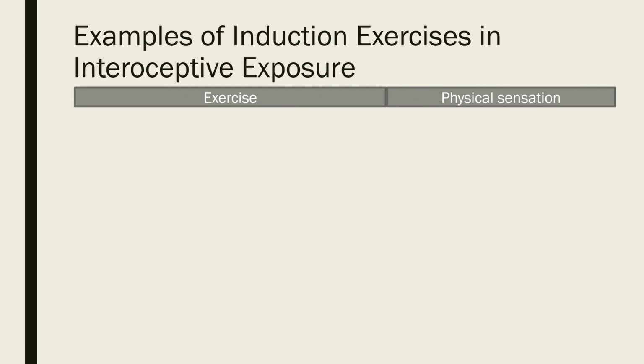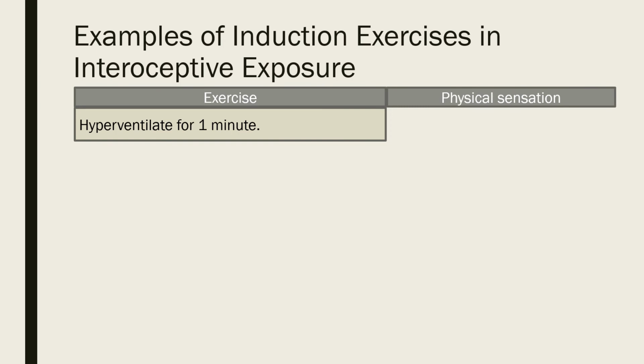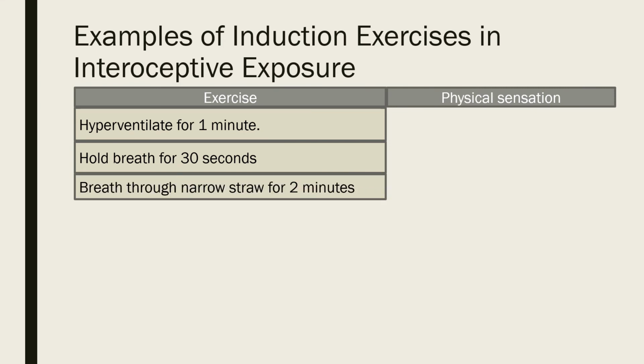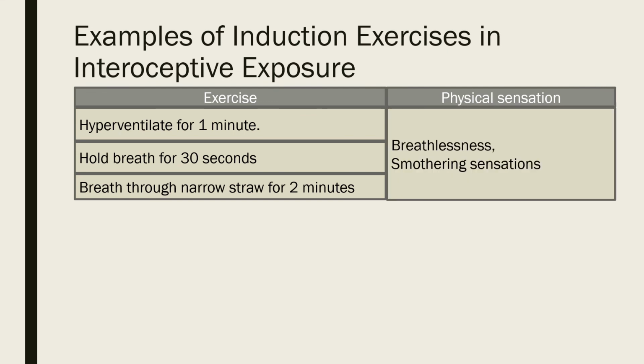So the exercise that you do to induce physiological or physical reactions that are similar to symptoms of anxiety is called induction exercise. These are some of the examples of induction exercise that are frequently done in interoceptive exposure. For example, you have your client hyperventilate for 1 minute, or hold breath for 30 seconds, breathe through a narrow straw for 2 minutes.